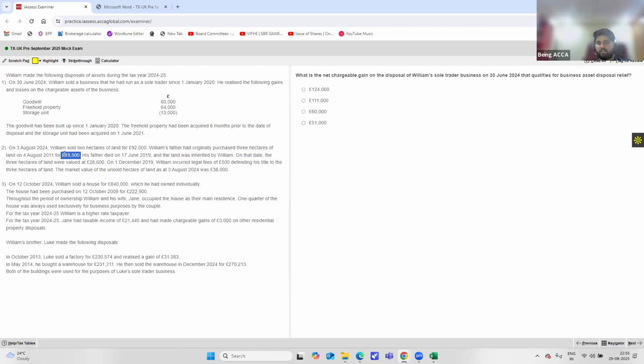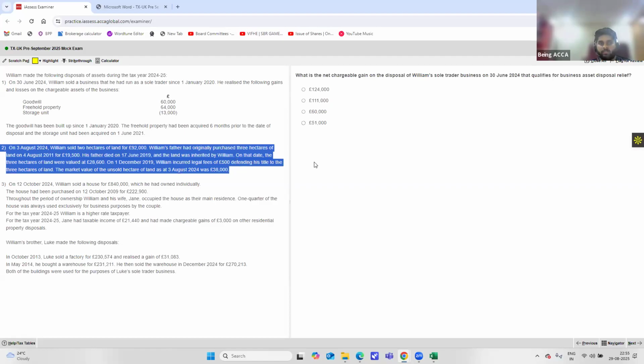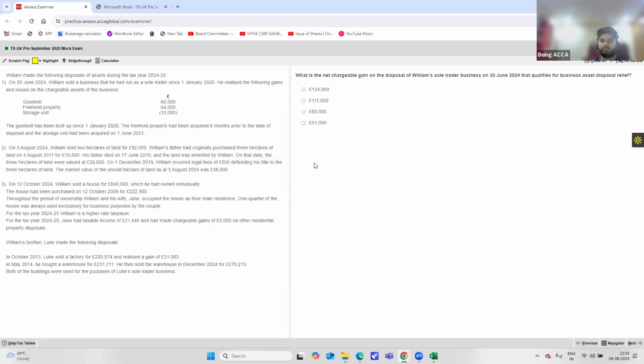28,600. That is absolutely right. Because it was transferred to his son. Instead, if it says he transferred it to his spouse on that date, then the value would still be at 19,500. Is that clear, guys? Are you with me so far?